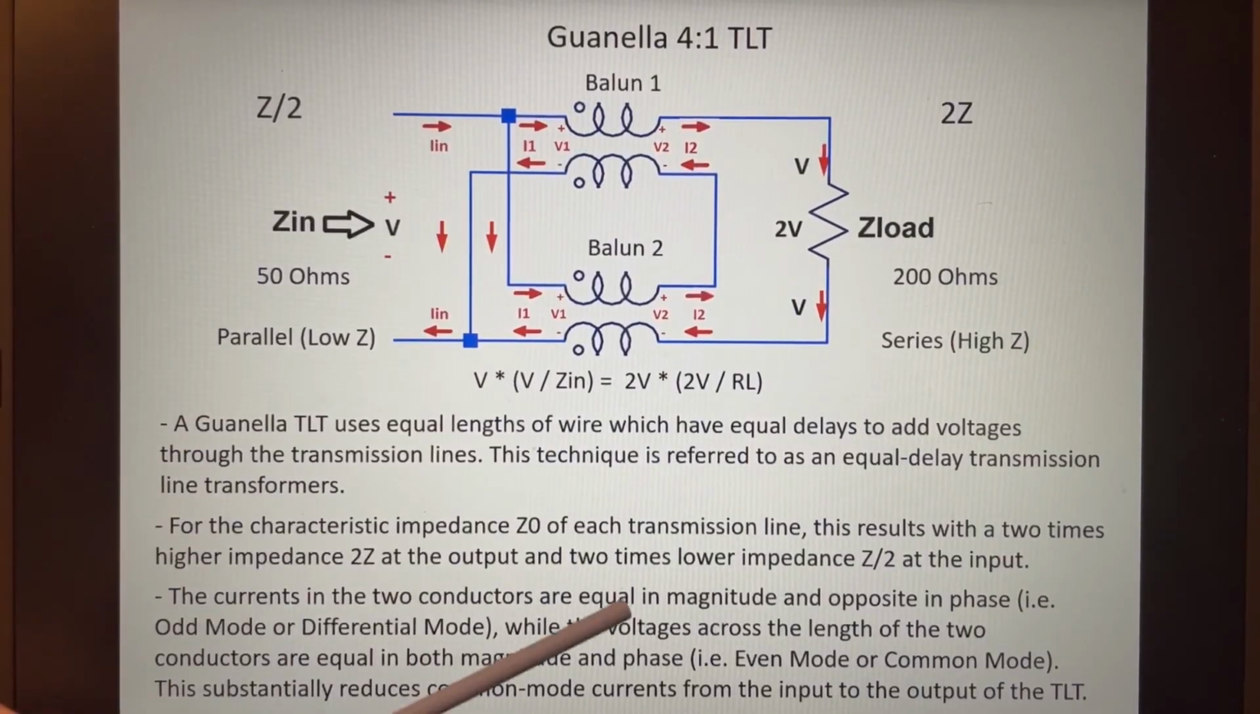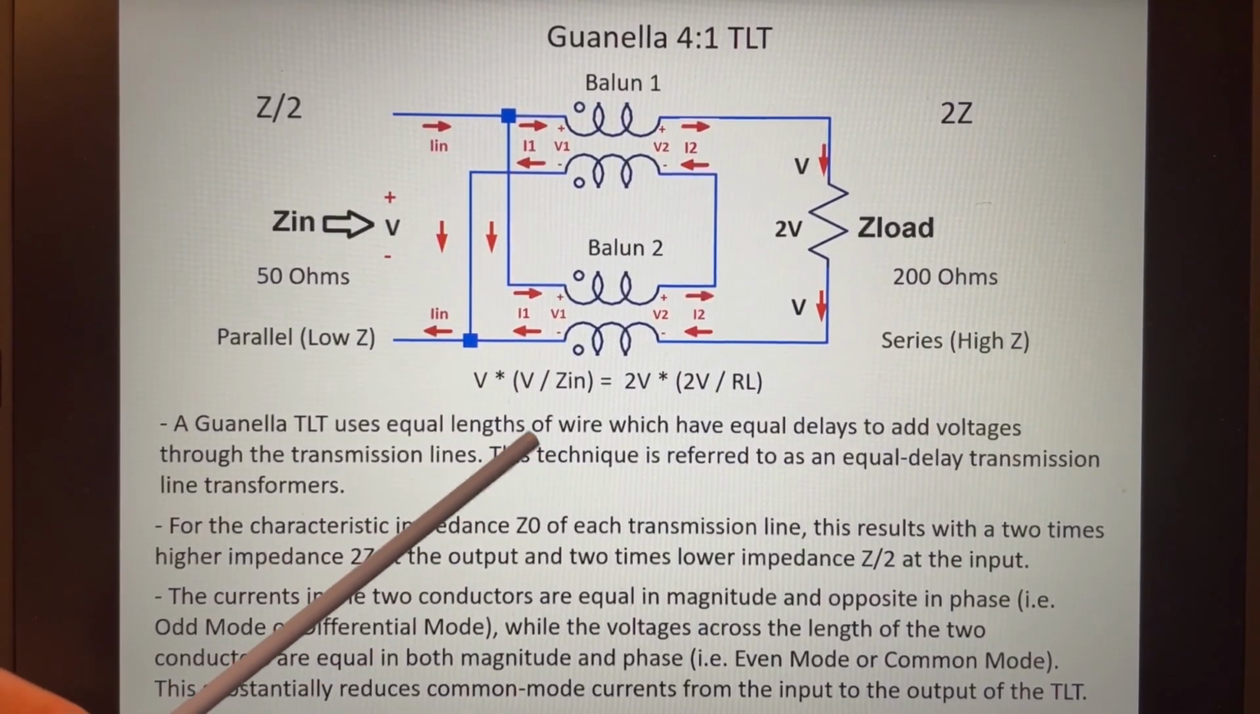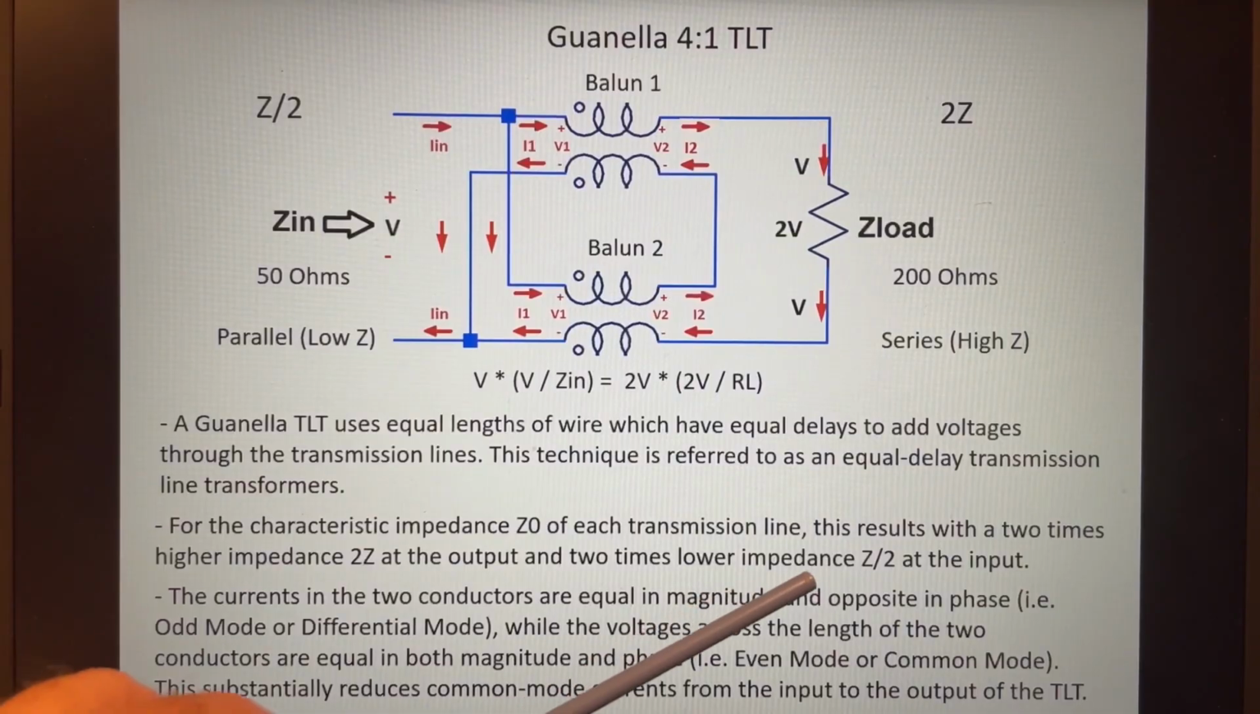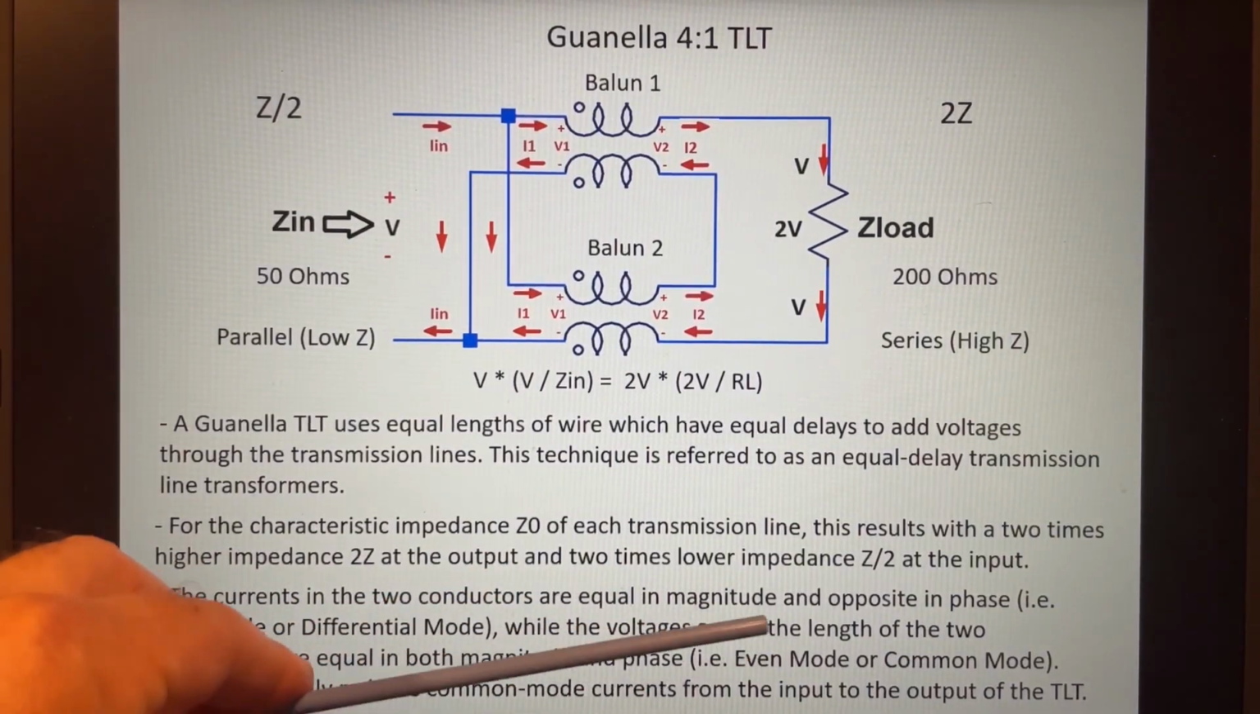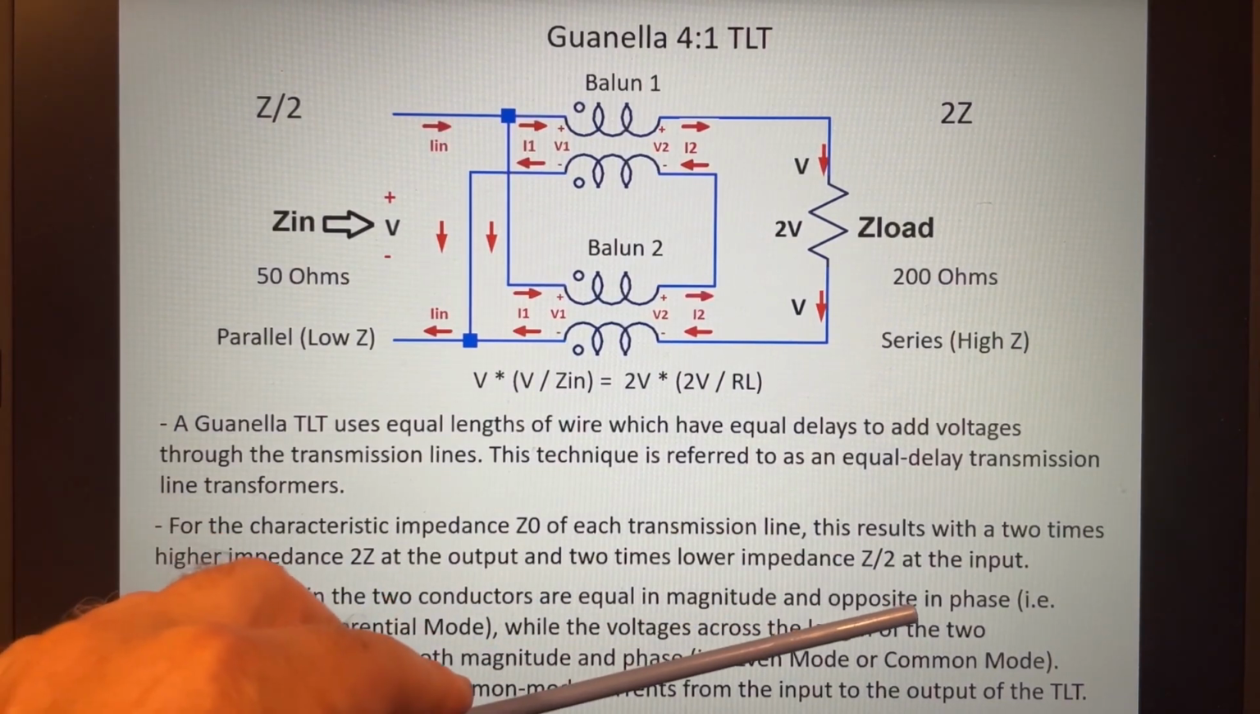For the characteristic impedance, in this case 50 ohms of each transmission line, this results in 2 times higher impedance on the output and half the impedance on the input. And the 2 currents that we have, in the 2 conductors, are equal in magnitude but opposite in phase.